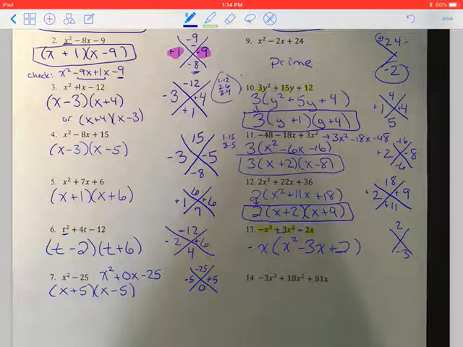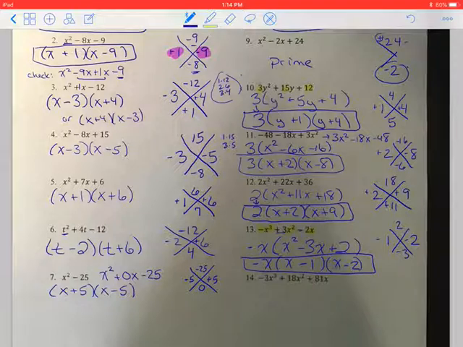So I need numbers that multiply to make 2. The only way to do that is 1 times 2. To get a sum of negative 3, they need to both be negative. So I'm going to bring down the negative x, set up my 2 parentheses. I'm going to have an x minus 1 and an x minus 2. And then make sure you leave that minus x in the front.